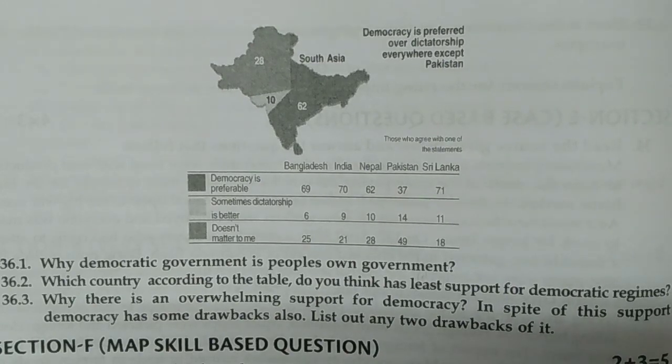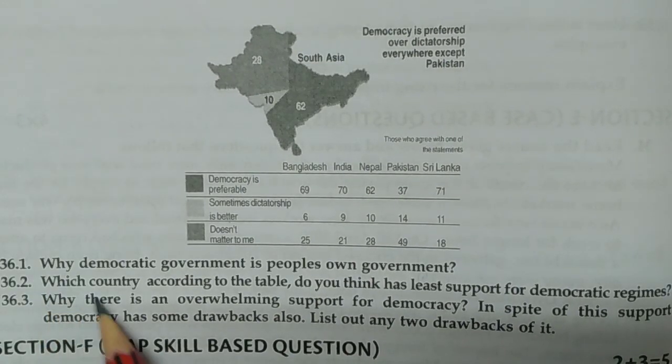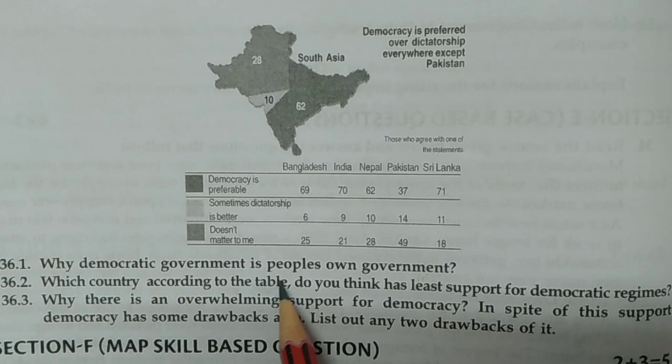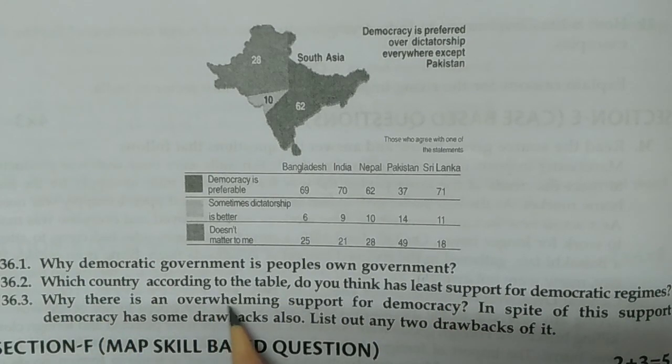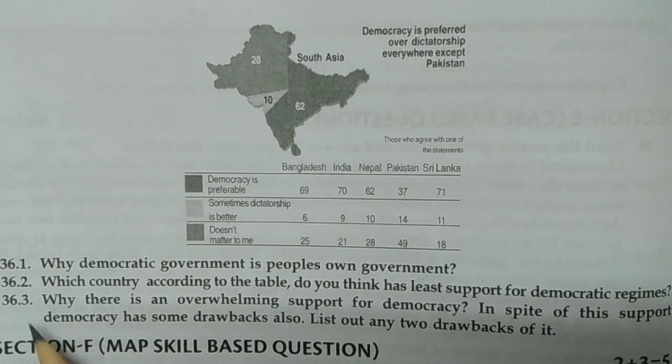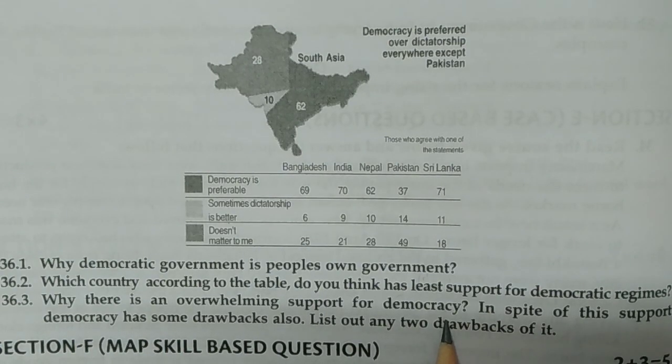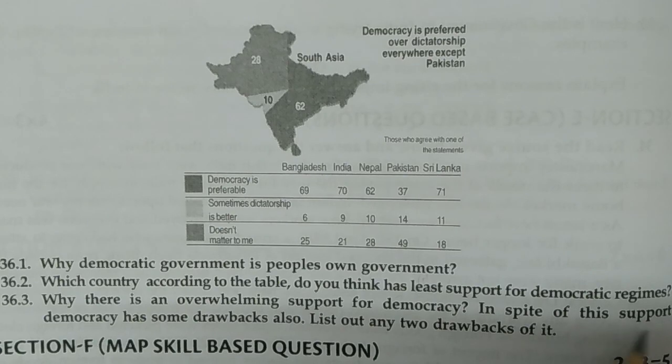Now question number 1, 36.1. Why is a democratic government people's own government? Now 36.2. Which country according to the table do you think has the least support for democratic regimes? 36.3. Why is there an overwhelming support for democracy? And in spite of this support, democracy has some drawbacks also. List out any 2 drawbacks of it.